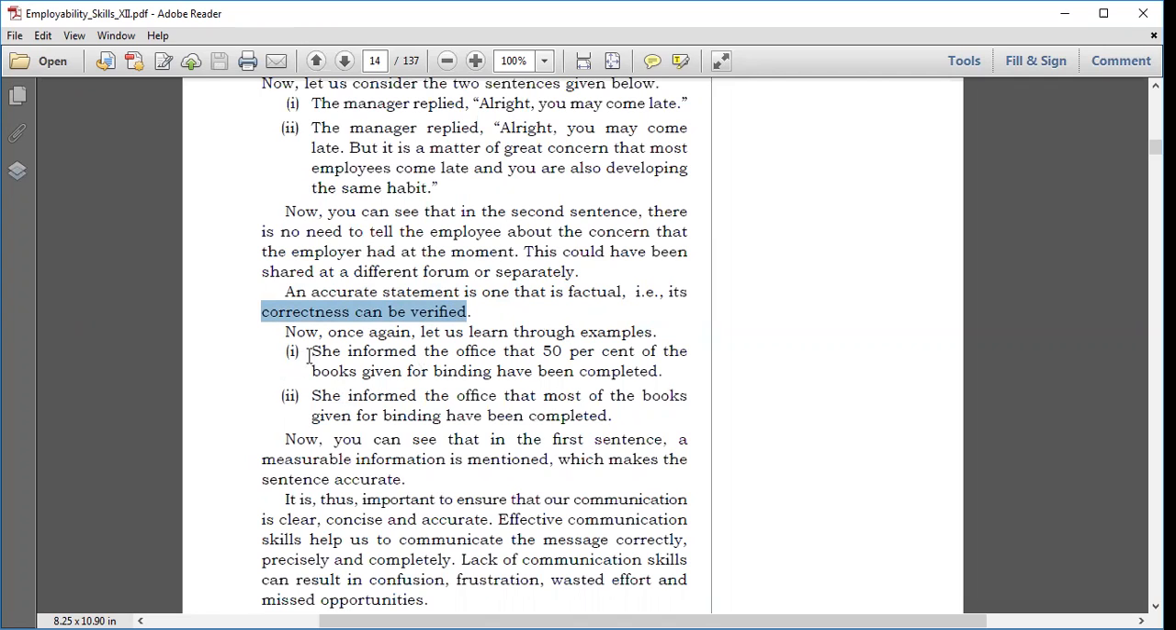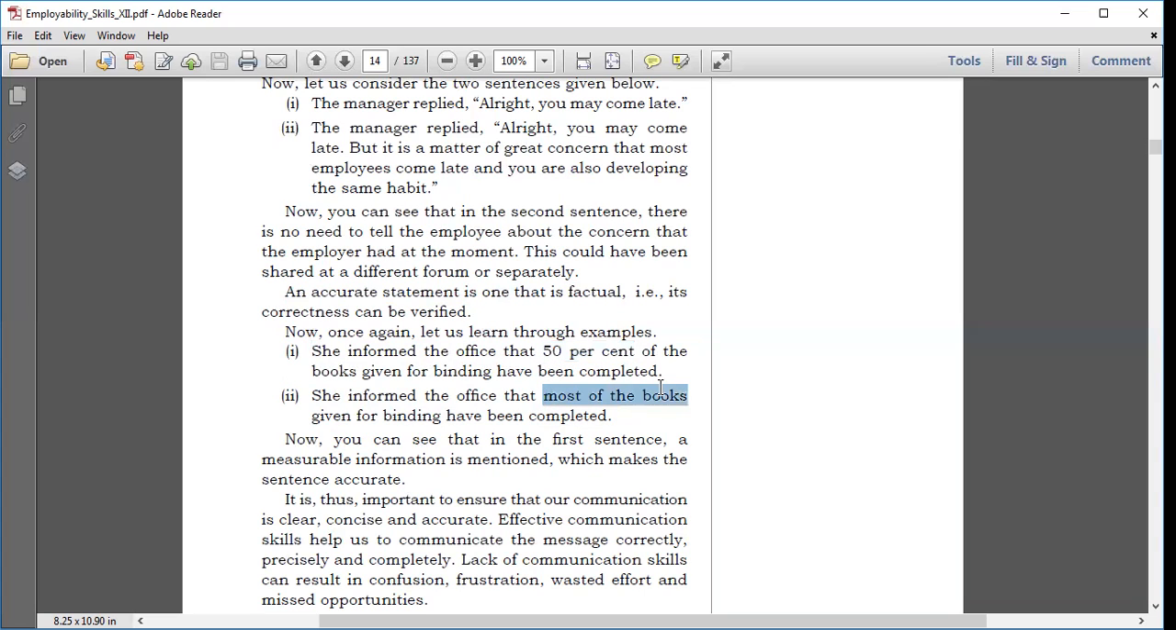Again, some examples are given. She informed the office that 50% of the books given for binding have been completed. And second is, she informed the office that most of the books given for binding have been completed. अब यहाँ पे most of the books है, यहाँ पे 50% है, so this is more accurate, right? If anybody wants to check, that person can easily check कि अगर 100 books आई हैं तो 50 books हो गई हैं, right? So this is more accurate.